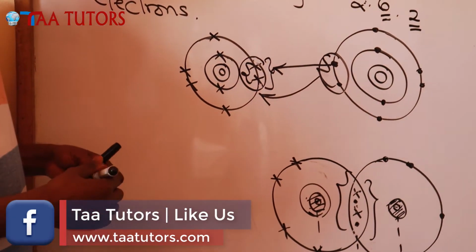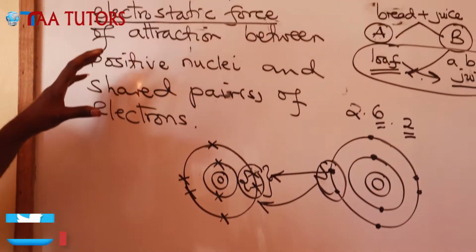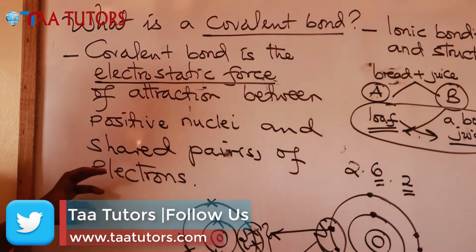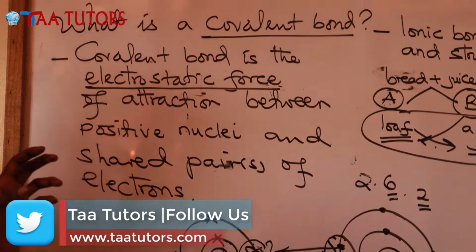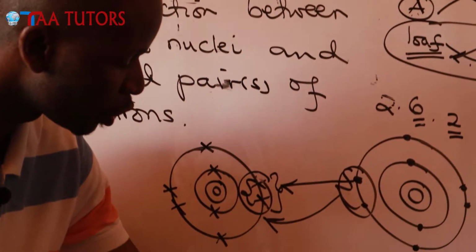So viewers, that is how we do this. We have said a covalent bond is the electrostatic force of attraction between positive nuclei and shared pair of electrons. You can see that the shared pair of electrons is here, and the positive nuclei are here.